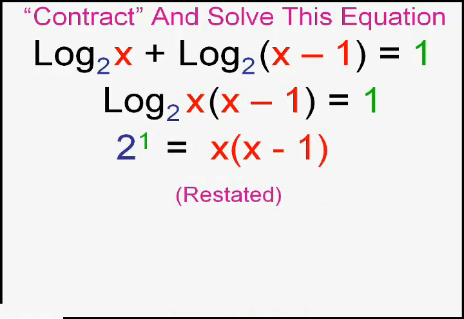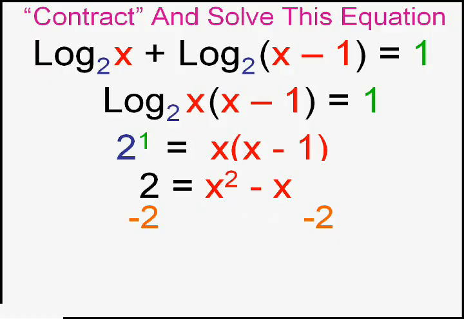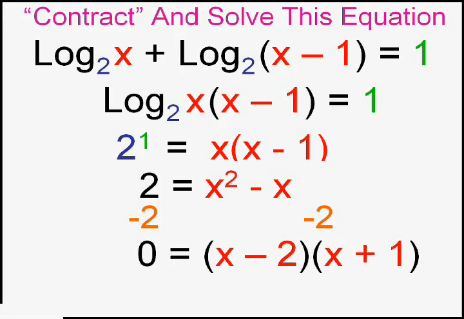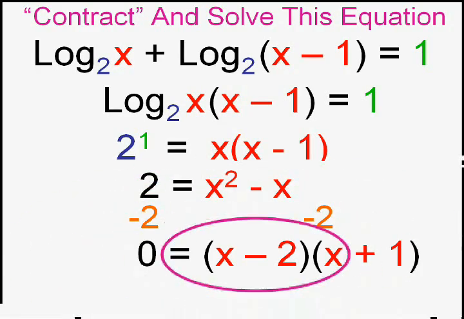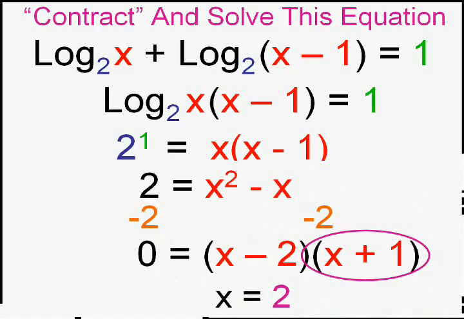2 to the 1st, the base of 2 with the exponent or logarithm of 1, equals the number or expression x times quantity x minus 1. Well, now I can solve it. 2 to the 1st is 2, and x squared minus x is going to turn this into a quadratic equation, which I can solve if I get a 0 on one side. I'll do that. This one is factorable. So the answers, there's 2, are going to be, well, what makes that 0? A positive 2. And what makes that 0 is a negative 1.